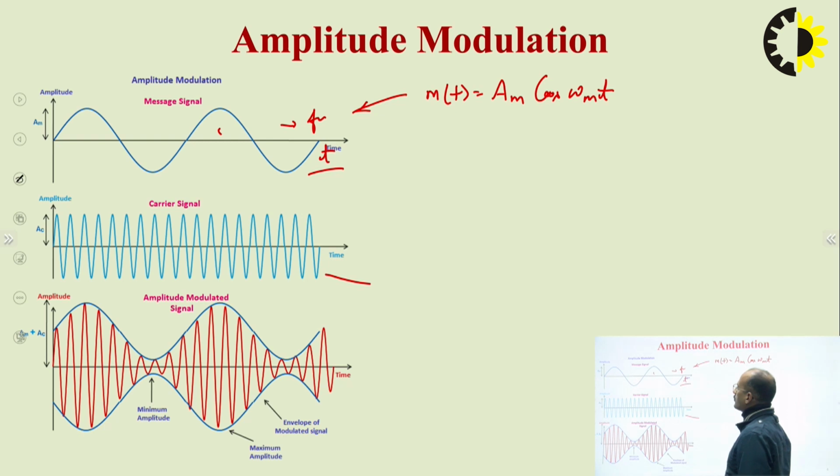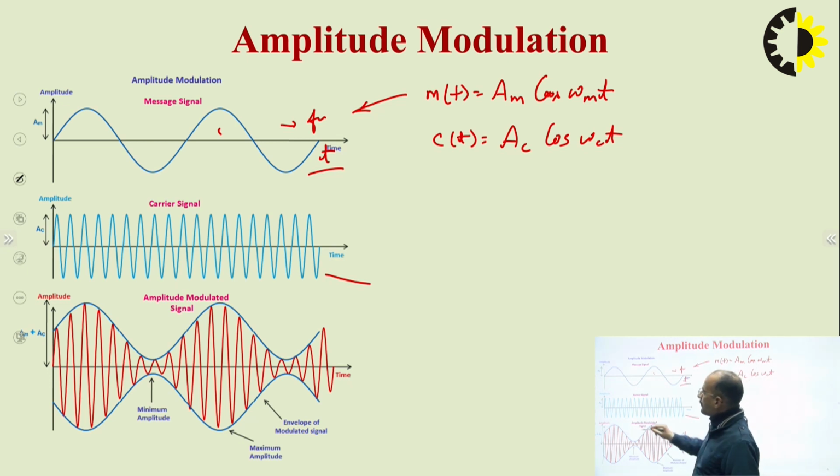Now here you can see that the second part for the modulation is the carrier, c(t) = Ac cos(ωc t). So here you can see that Ac is the amplitude of the carrier signal. So in this Ac part, this is the carrier.